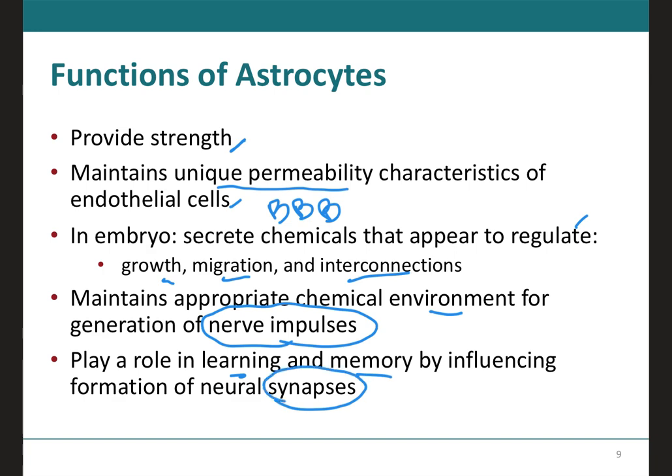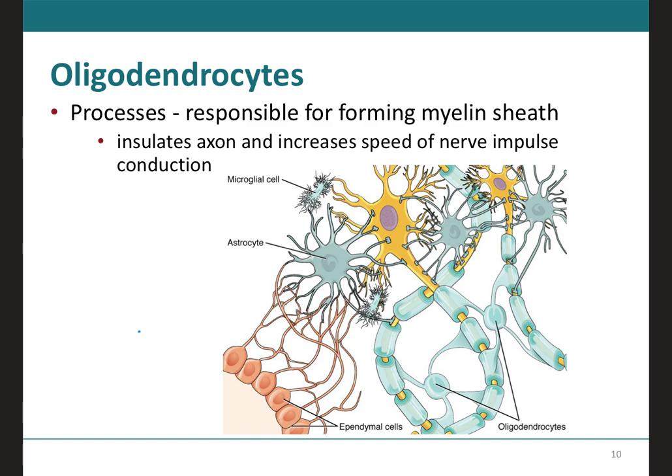So as we can see, most of these functions, if not all of them, have to do with making sure that the neurons are able to function properly. Next, we have the oligodendrocytes, where oligo means few and dendro means tree. They resemble the astrocytes, but they're smaller and contain fewer processes. So that's where the name comes from.